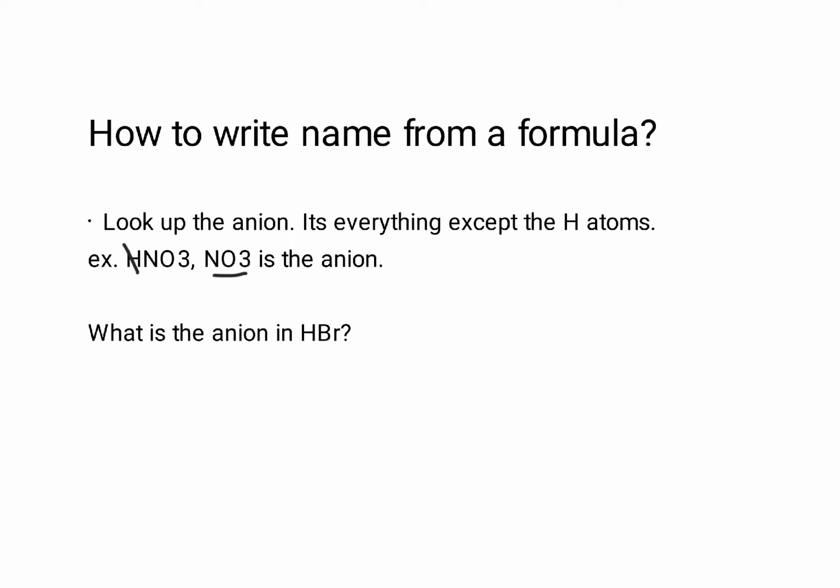Similarly, what is the anion in HBr? So again, if you scratch off the H, what you're left with is Br. But remember, Br is a nonmetal, which must mean that it has a negative charge. And because it's an element, you will look it up in the periodic table. And the periodic table will tell you that Br has one negative oxidation number.